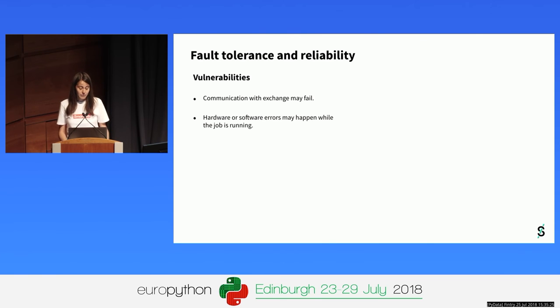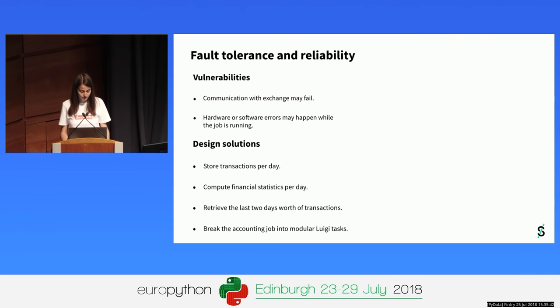The accounting pipeline involves fairly long batch jobs, and things can go wrong while they are running. In particular, in our case, the communication with the exchange to fetch the transactions may fail. In order to provide fault tolerance and reliability in this scenario, we made the following design decisions. We store the transactions per day, and we also compute the financial stats per day. So if something goes wrong in a particular day, we just need to recompute the financial stats for that day and not for the whole month.